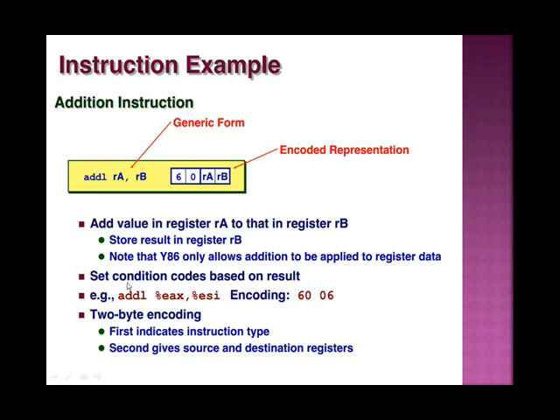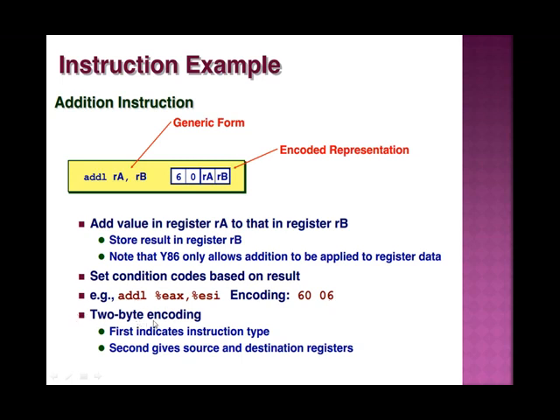Next point says set condition codes based on the result. Depending on the result, it sets the condition code. That means what is the condition that is used for the instruction. Next point says example. addl %eax, %esi, the encoding is 60 and 06.